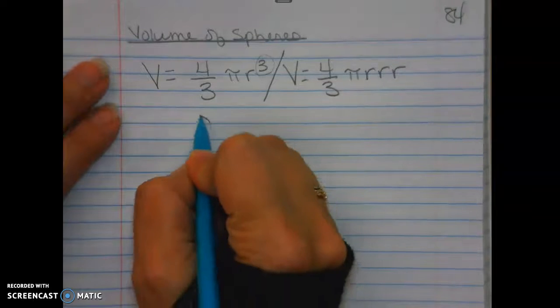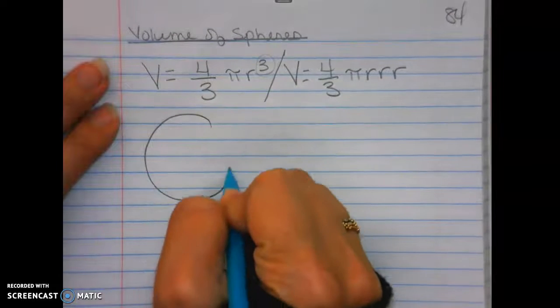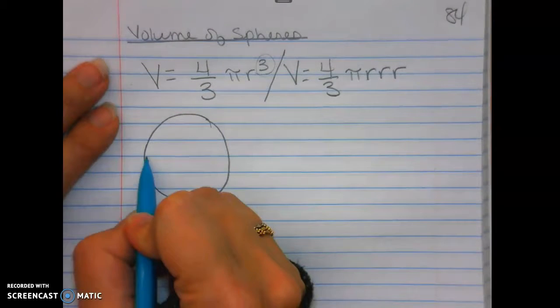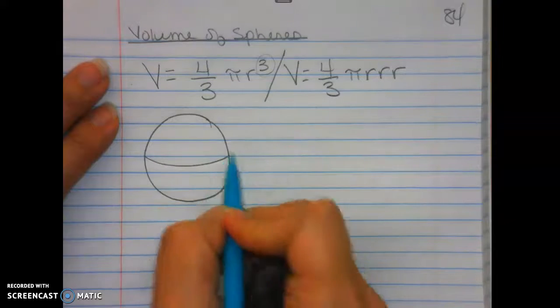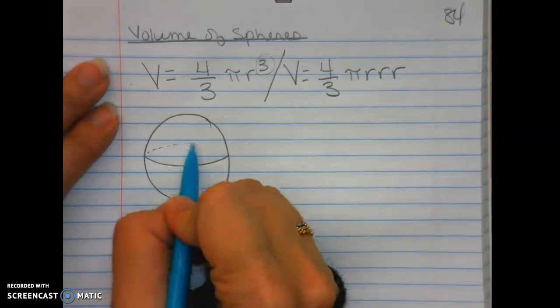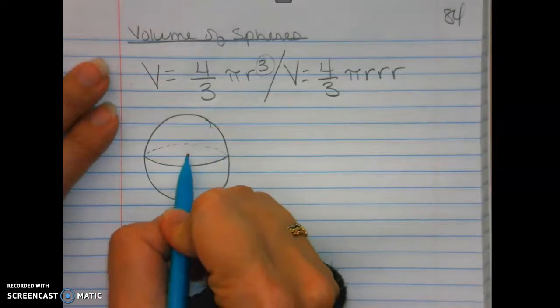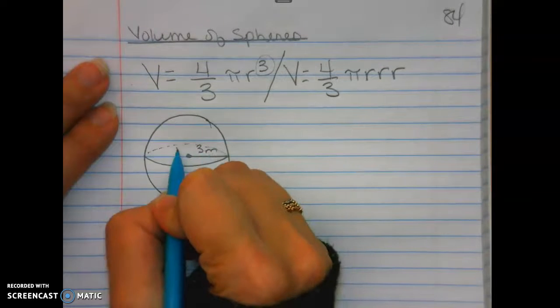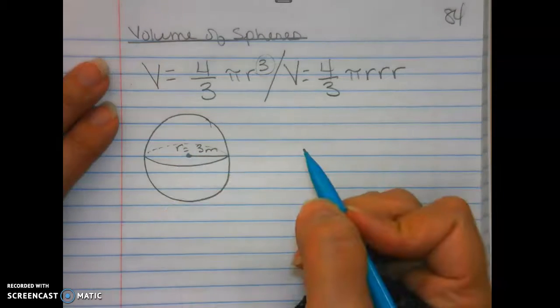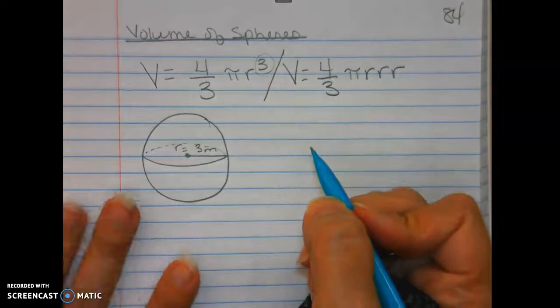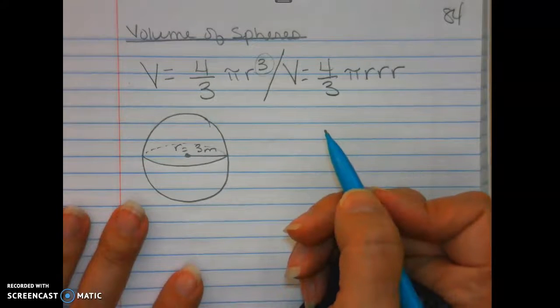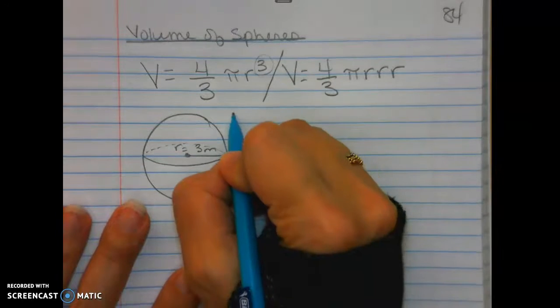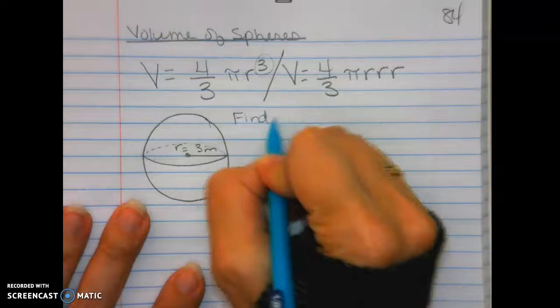So let me attempt to draw a sphere for you. So here we can see that it is in fact a sphere, and this sphere has a radius of 3 meters, and we know this is a radius because it only goes part way. Sometimes they will give you a diameter, and I'll talk about that. And the first thing we're going to do is find the volume in terms of pi.